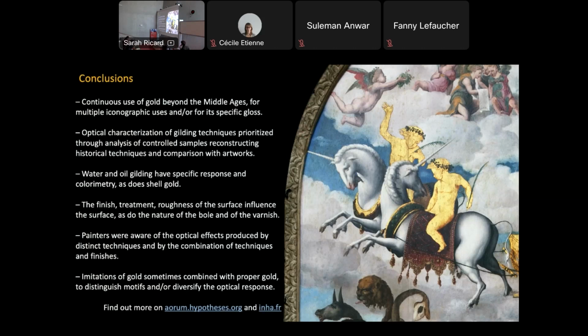And painters were actually aware of these optical effects, which is also very helpful for us in order to better think about the way that artworks were to be conceived. We have to understand the optical properties of these gilding techniques. And so finally, we also see that the fact that there were other ways to have a metallic gloss than gold does not appear to have condemned the use of gold in painting.